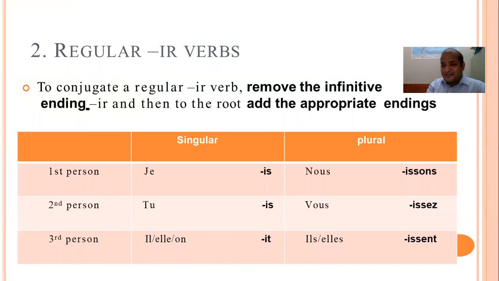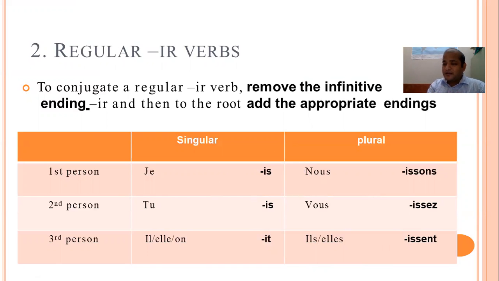Sometimes the students get confused and write IT with je. No, that's a mistake. With nous, that is in the plural, the first person, the ending is ISSONS. Remember, ISSONS. With vous, the ending is ISSEZ. That's there on the screen right now. With ils and elles, the ending is ISSENT. Remember this.